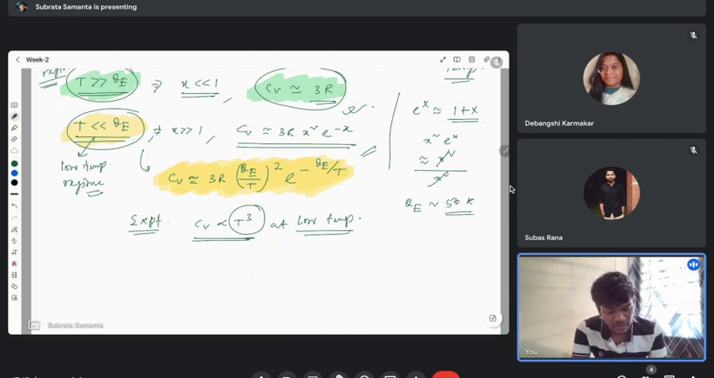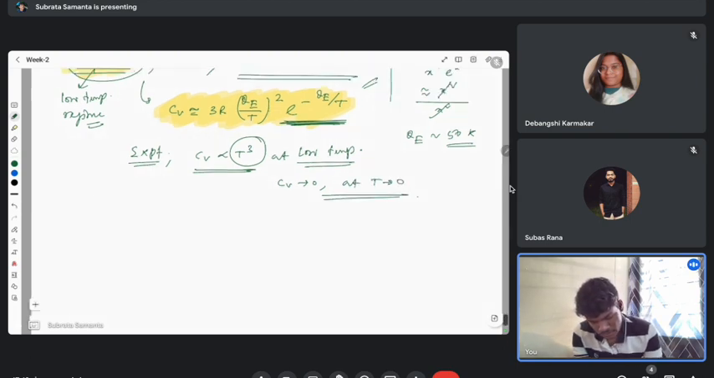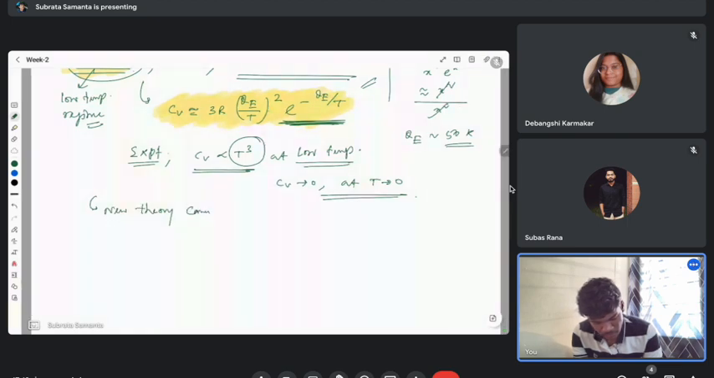It's not an exponential-like distribution as in the case of Einstein's theory. So it's a power law distribution. And experimentally, if we plot the experimental data and fit it, we get this cubic power law kind of distribution at low temperatures. And from this also, Cv goes to 0 as T goes to 0. So then the new theory comes into the picture.